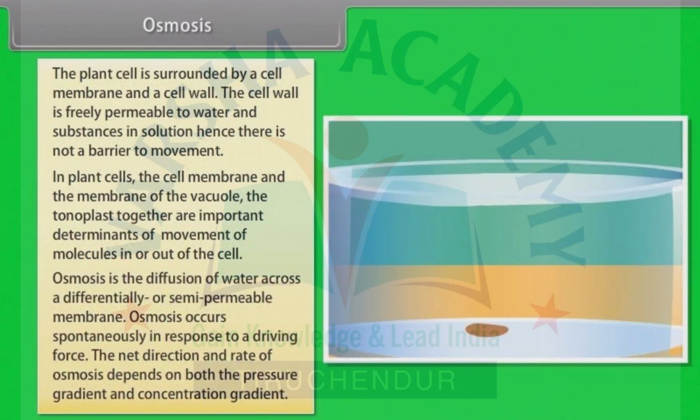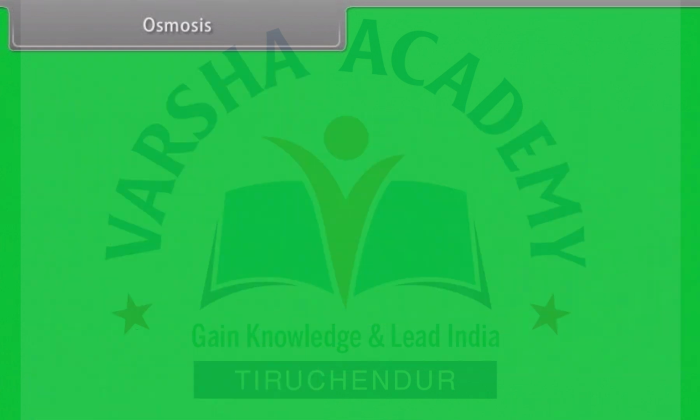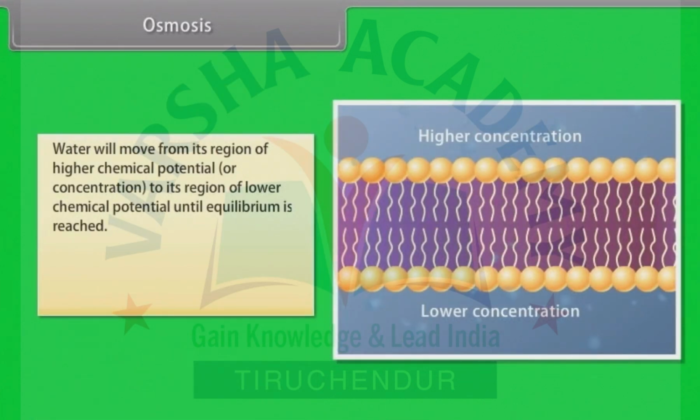Osmosis is the term used to refer specifically to the diffusion of water across a differentially or semi-permeable membrane. Osmosis occurs spontaneously in response to a driving force. The net direction and rate of osmosis depends on both the pressure gradient and concentration gradient. Water will move from its region of higher chemical potential or concentration to its region of low chemical potential until equilibrium is reached. We can better understand it with the help of an experiment.